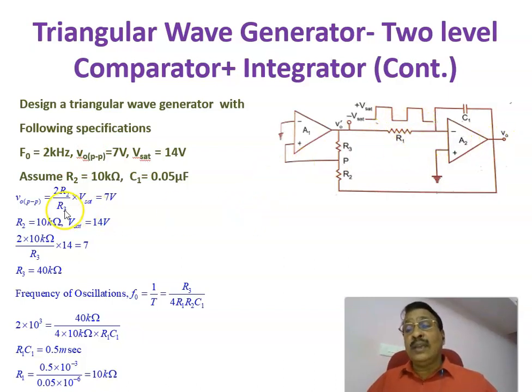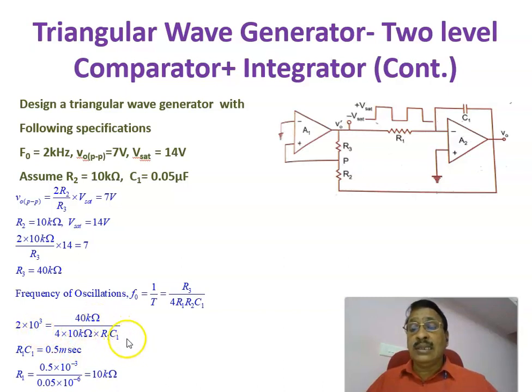Therefore, the output frequency equation, as we already derived, is F0 = 1/T = R3 divided by 4 R1 R2 C1. R3 we calculated is equal to 40 kilo ohms, divided by 4, and we substitute R2 equal to 10 kilo ohms. Only the product R1 C1 is the unknown.